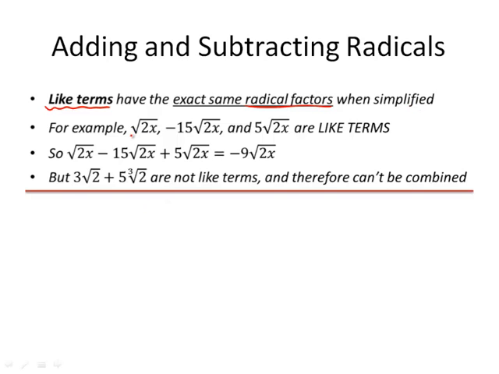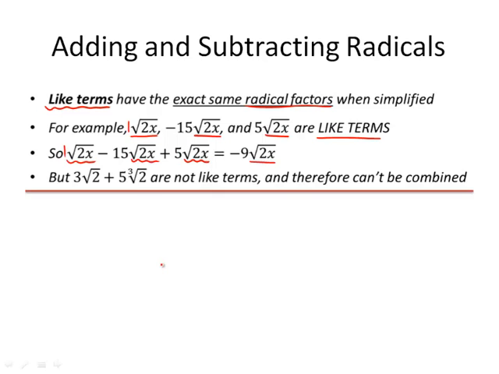For example, root 2x, which is like 1 times root 2x, negative 15 times root 2x, and 5 times root 2x are all like terms. They have the same endings. So you could combine those like terms now that they have the same endings and say, instead of all of this, I have 1 of these minus 15 of these plus 5 of these, which gives me negative 9 of these.